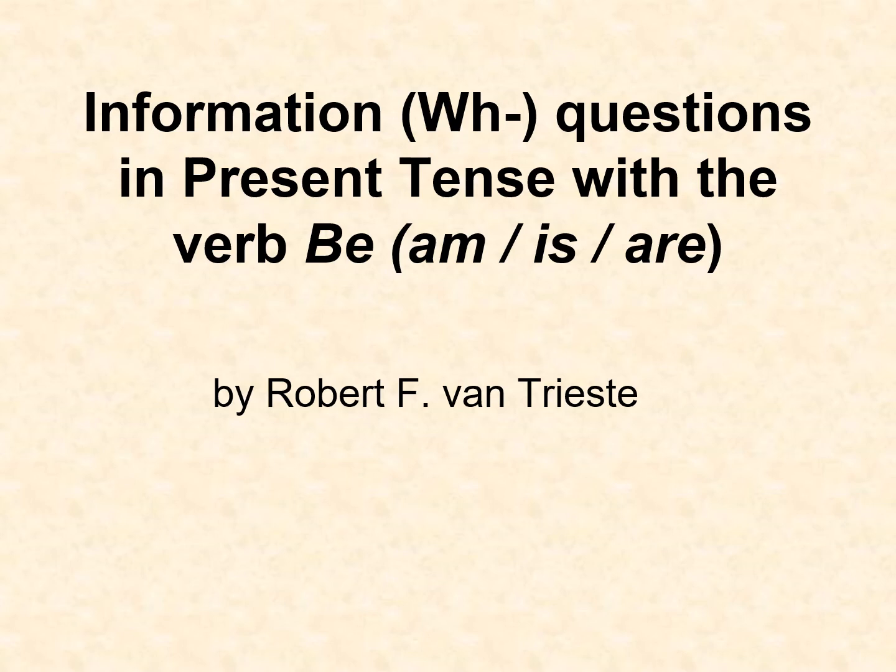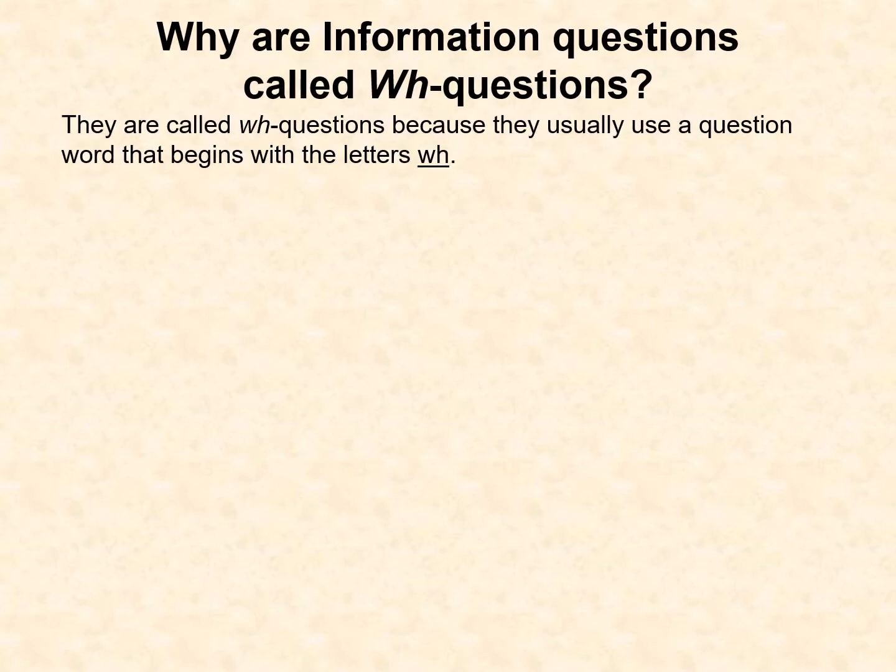Information questions, sometimes called WH questions, in present time with the verb be, that is, with am, is, and are. Information questions are sometimes called WH questions because they usually have a question word that begins with the letters WH.